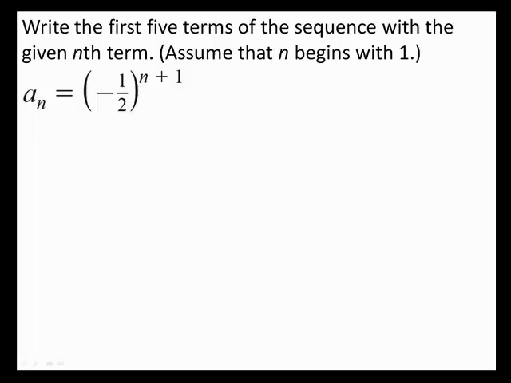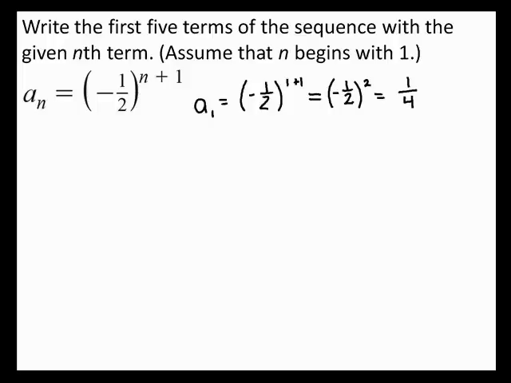Write the first 5 terms of the sequence with the given nth term. Assume that n begins with 1. a sub n is equal to (-1/2) squared to the n plus 1. Substitute 1 in for n. Simplify 1 plus 1. Simplify (-1/2) squared. You find that a sub 1 is equal to 1/4.